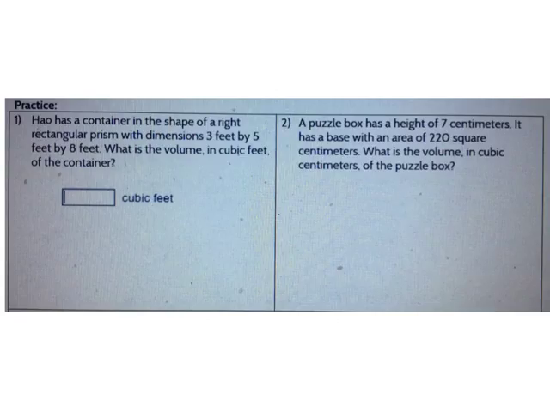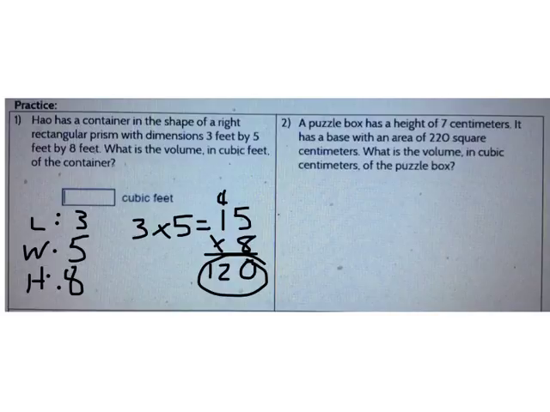A container in the shape of a right rectangular prism has dimensions of 3 feet by 5 feet by 8 feet. So the length is 3, the width is 5, and the height is 8. What is the volume? Go ahead and find that answer now. The correct answer is 120 cubic feet.